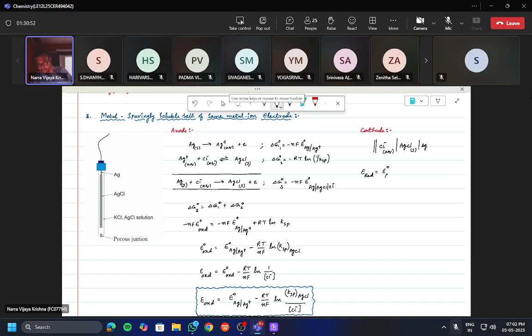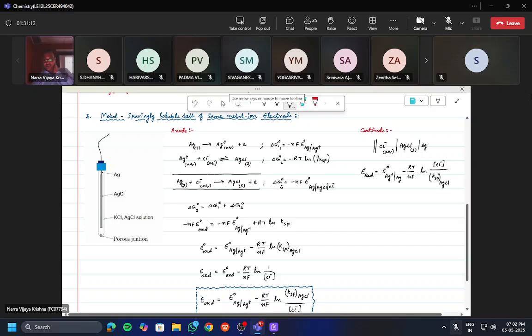E0 of Ag plus to Ag, minus RT upon NF, log concentration of Cl minus upon KSP of AgCl. Is it clear? Response, sir? Any questions in this?